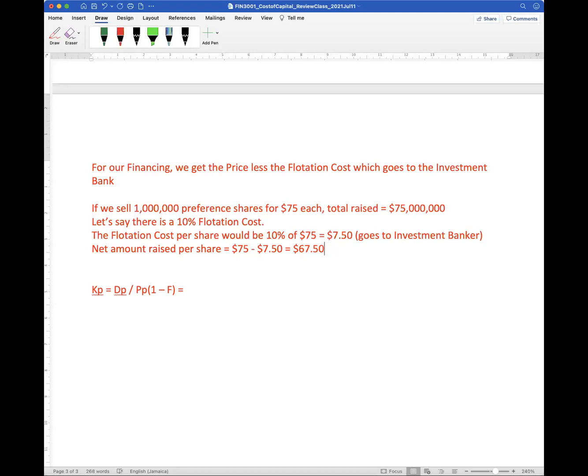Tell me if that makes sense so far or not. Yes, sir. Right. Makes sense. So that's all that there is. When they talk about flotation cost, it's basically the money that the investment banker charges for their services in this whole process. They don't do it for free.